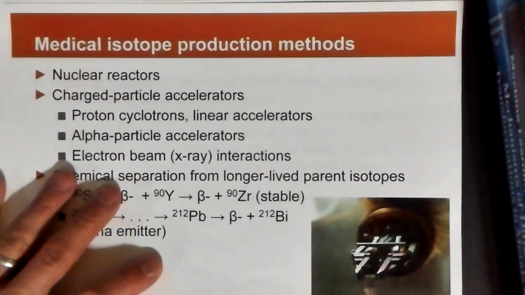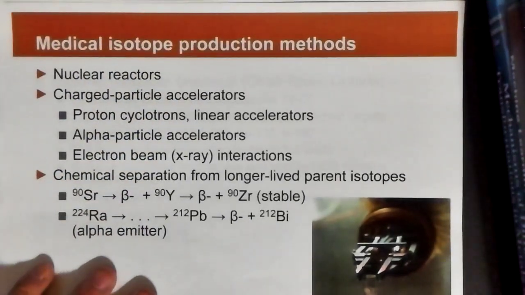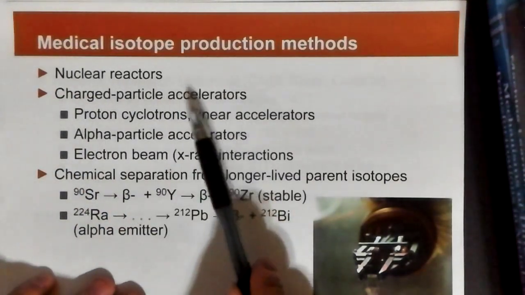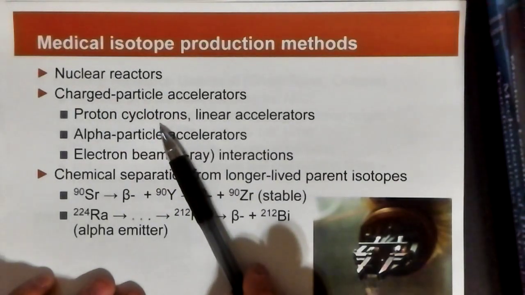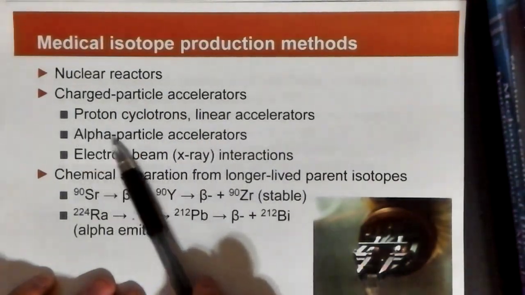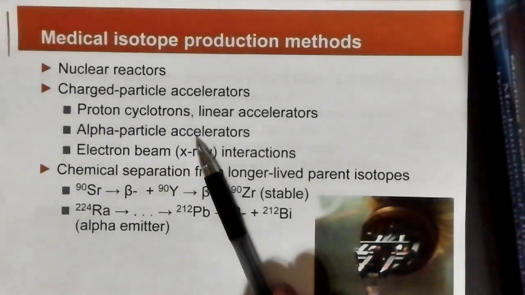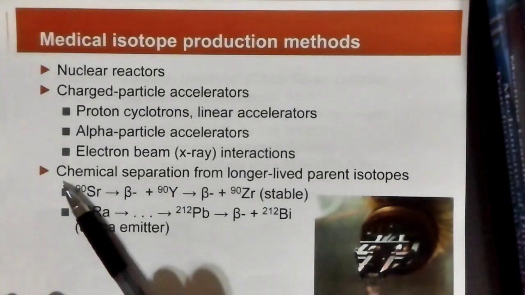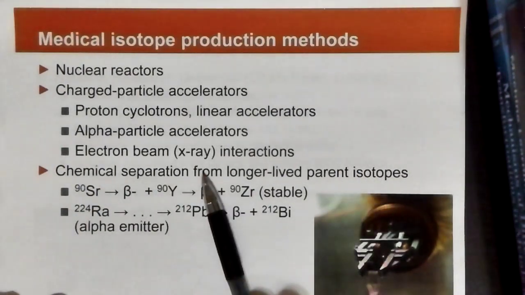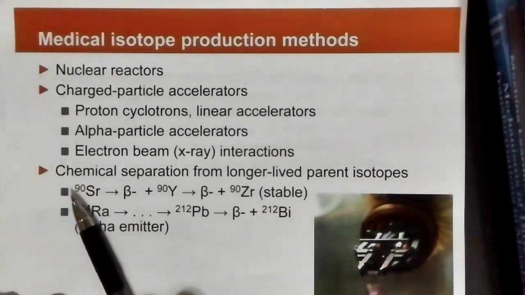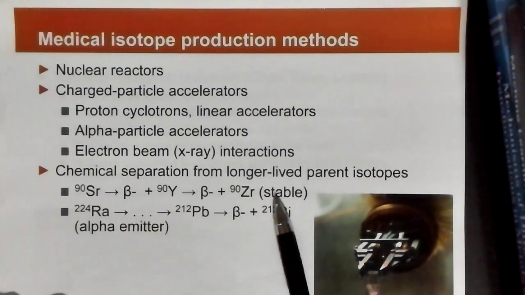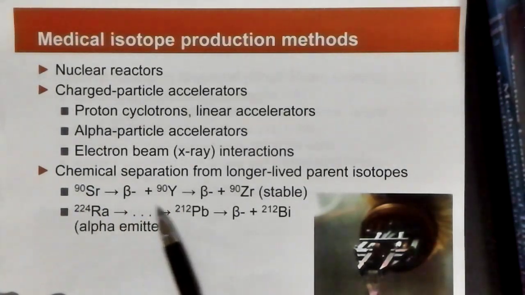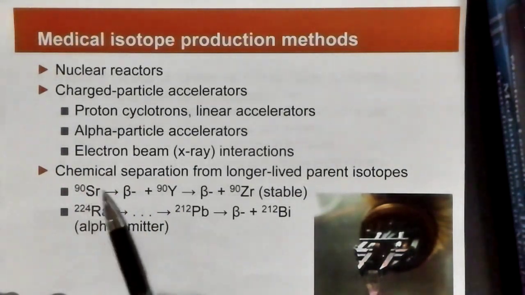So you can produce medical isotopes using several different techniques. One is using nuclear reactors. You can use charged particle accelerators and proton cyclotrons, as well as linear accelerators or alpha particle accelerators or electron beam accelerators. Now, you can also use chemical separation, starting from longer-lived parent isotopes. For example, this strontium decay chain or this radium decay chain. First, there's an alpha decay chain that you get from here, whereas this one is a beta decay chain.